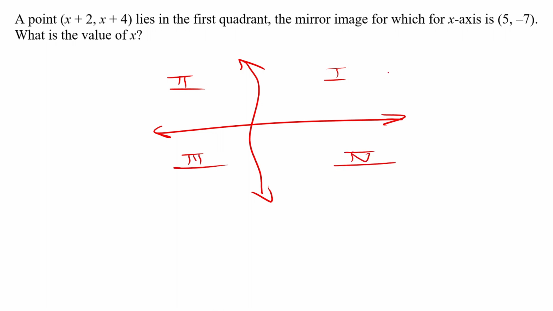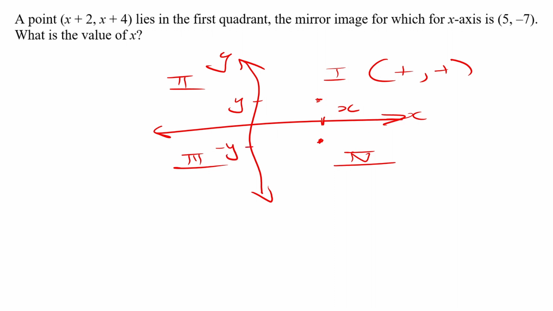In the first quadrant, both the values are positive. Now mirror image along x-axis means, let's say if there is a certain point, there are two types of mirror images. Number one, this is the x-axis, this is the y-axis. The mirror image along the x-axis will be the opposite of this, meaning the x coordinate remains constant. It's only the y coordinate that becomes negative. Okay, this is one type.